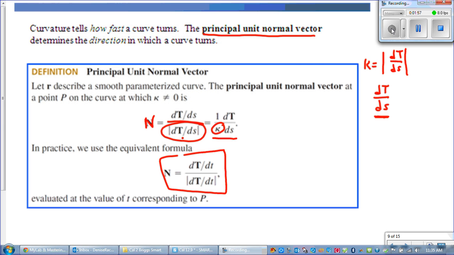The main reason that this is a much better formula is that we don't have to worry about whether the parameter t is the arc length or not. If we use the other form, we have to have the curve parameterized using the arc length. So for any parameterization, we can find the principal unit normal vector by this form.